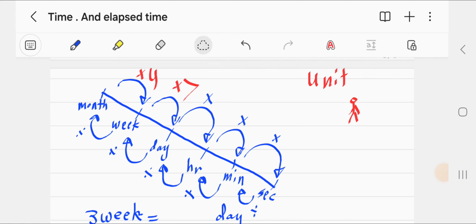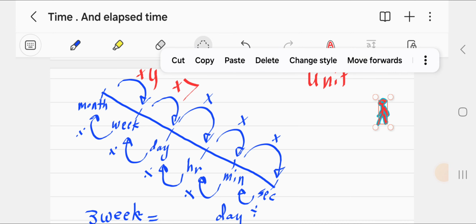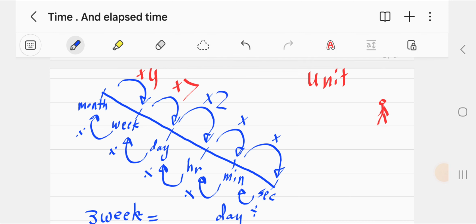Okay, then how many hours per day? We have 24 hours per day. Repeat after me. 24 hours per day.